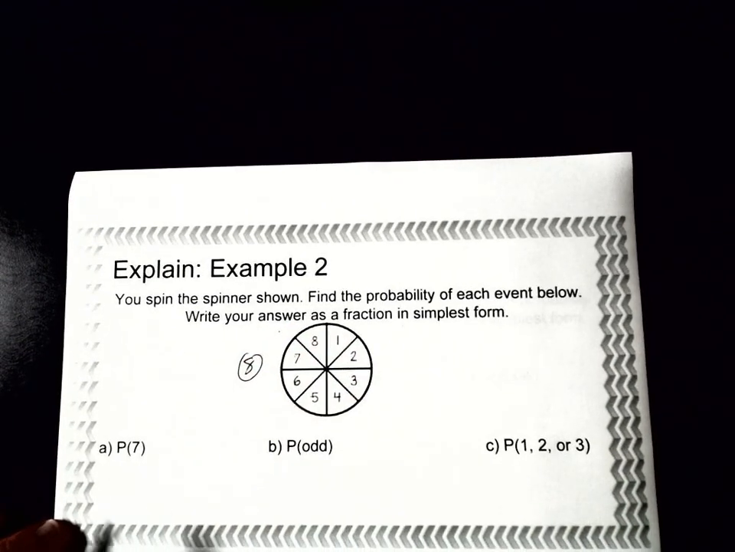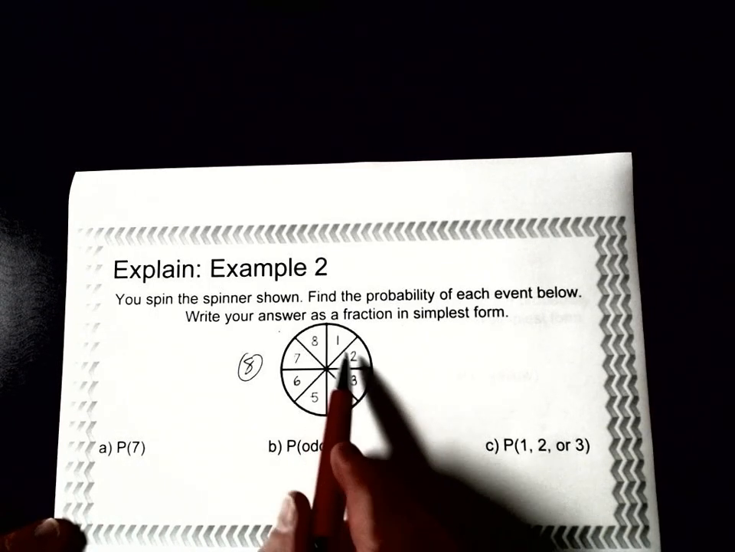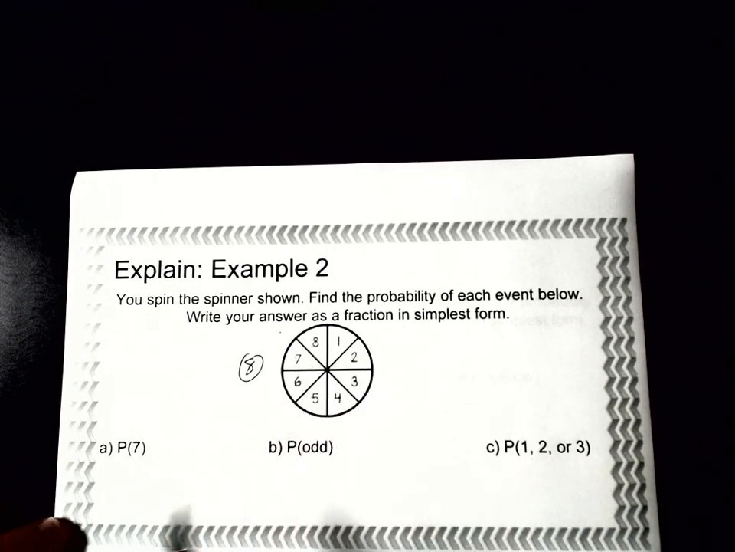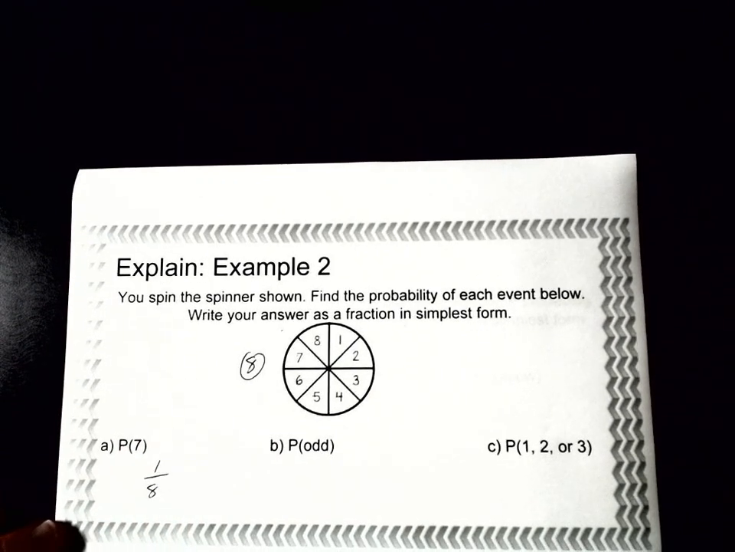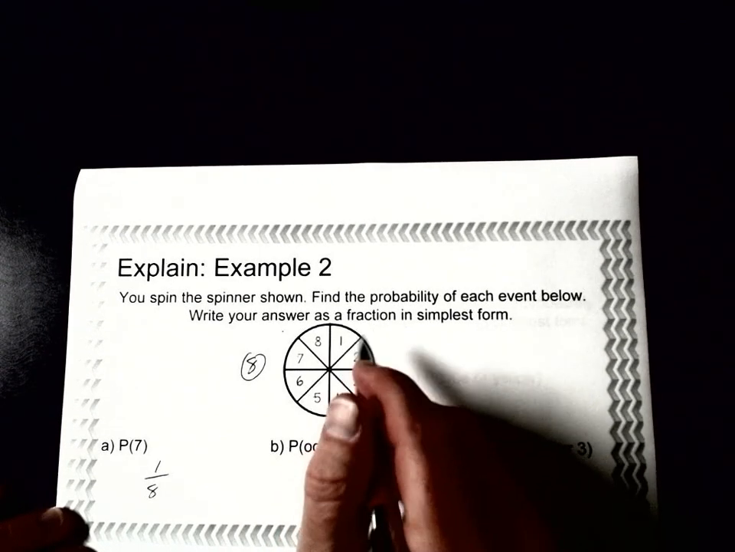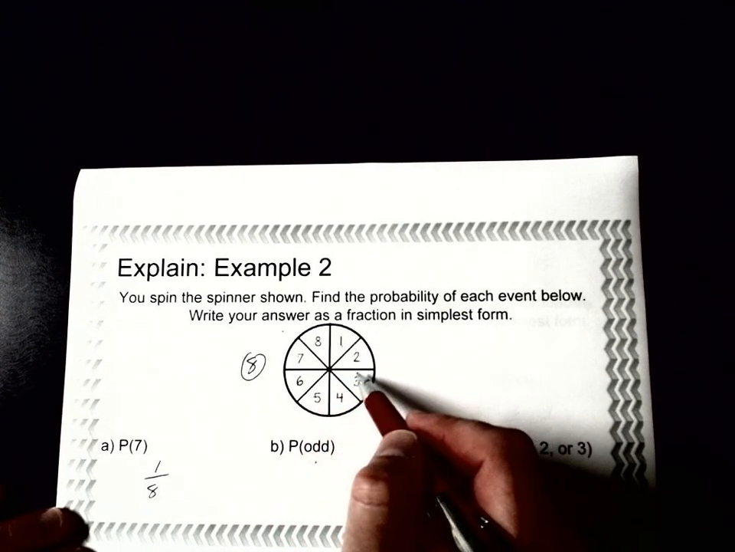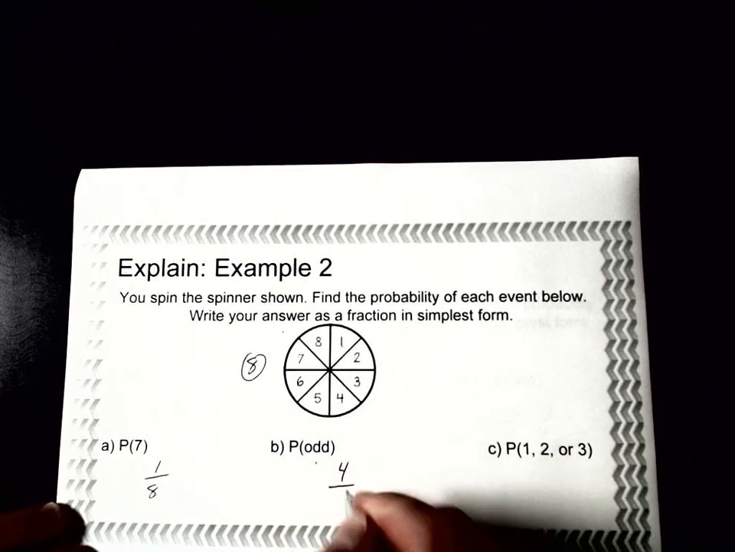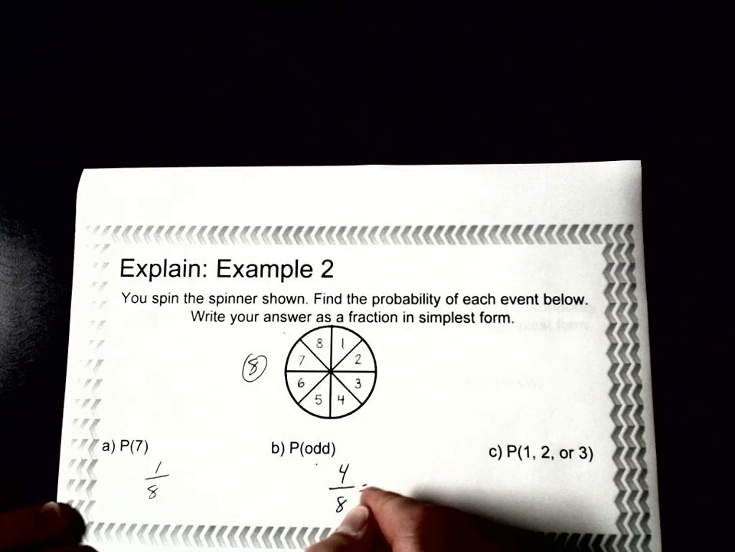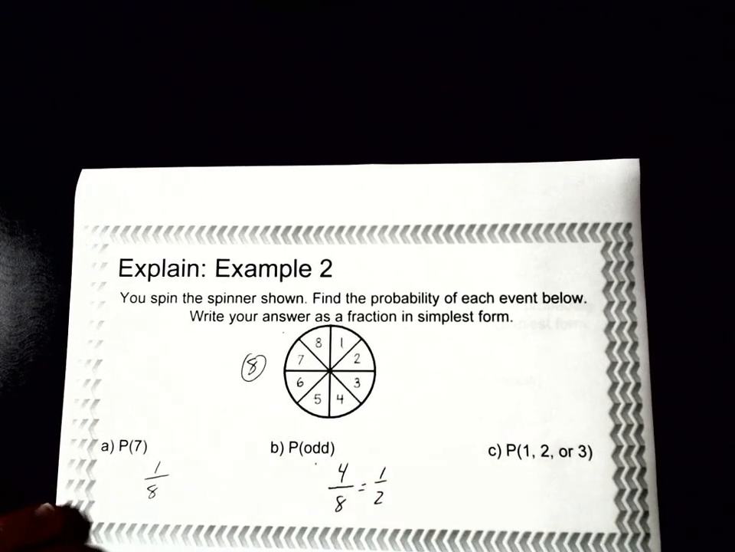What's the probability you'll land on a 7? Well, let's count how many 7s we got. There's only 1 seven out of a total of 8. What's the probability you land on an odd? Well, let's count how many odd numbers there are. 1, 2, 3, 4 out of 8 again. And don't forget that reduces to 1/2.